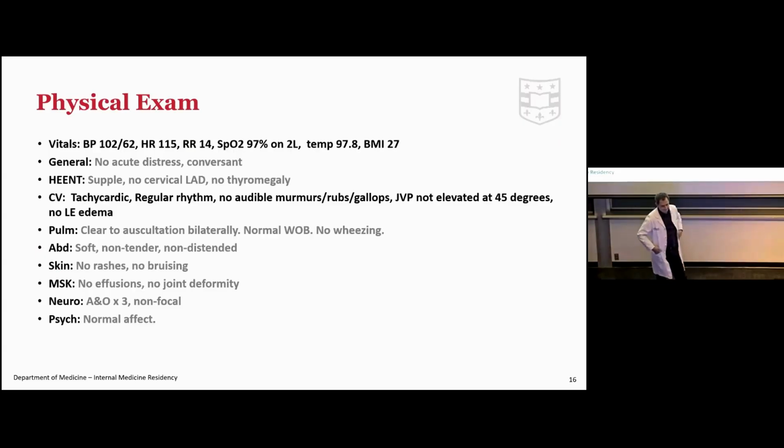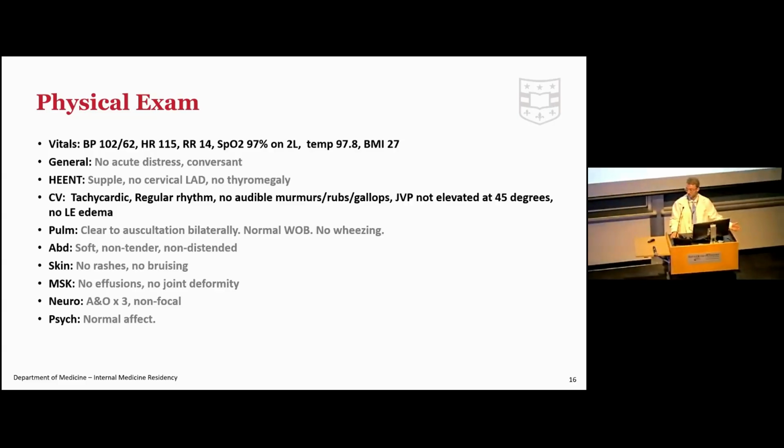Sure. So I'll go ahead and give you the exam. Blood pressure 102/62, which on chart review of this patient you'd see is about at her baseline. A heart rate of 115, which is not at her baseline. A respiratory rate of 14. She's satting 97% on 2 liters, and in the notes, it sounded like she was having some occasional desaturations, which is why the oxygen was placed. Afebrile and then a BMI of 27.